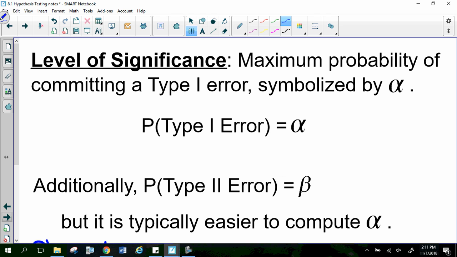Okay. So now we use Greek letters for each type of error. The level of significance is the maximum probability of committing a type 1 error. And that's going to be alpha. So the probability of a type 1 error is alpha.